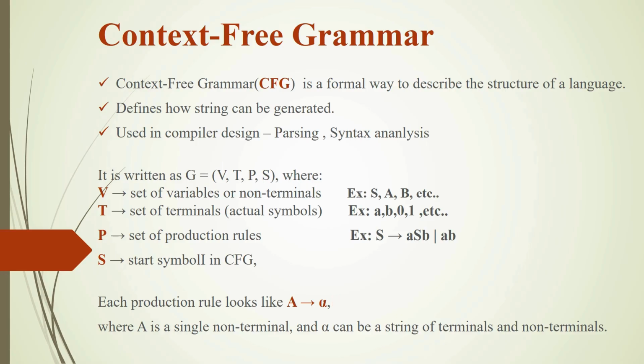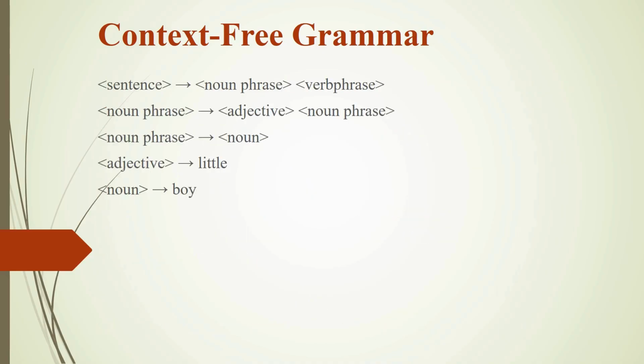Let's see a natural language grammar example before the grammar. Here you can see sentence, nouns, adjective, noun phrase, then verb phrase. These are some non-terminals which are used in natural language. Then little and boy, these are terminals. By using this natural language rule, you can build a valid string or a valid sentence.